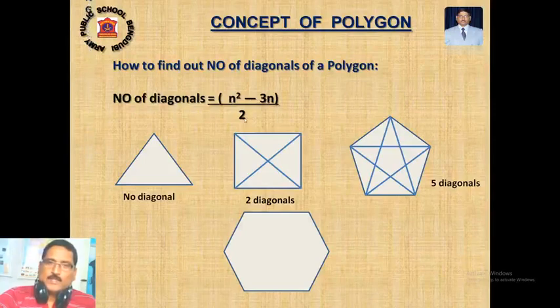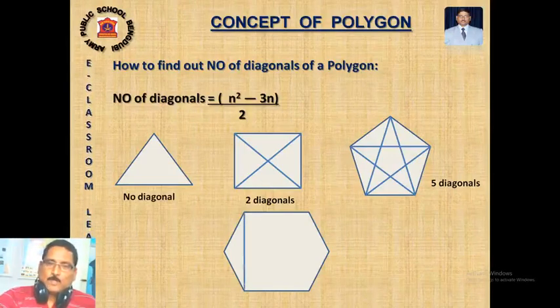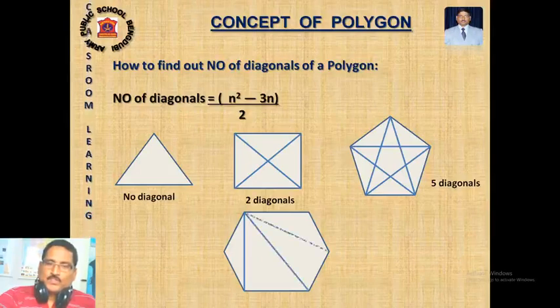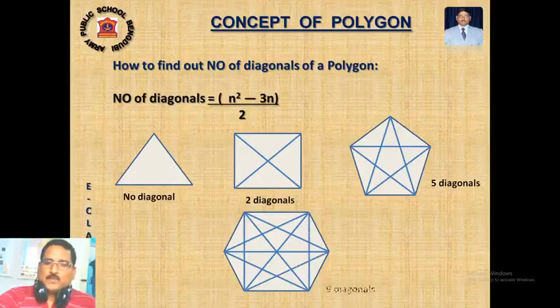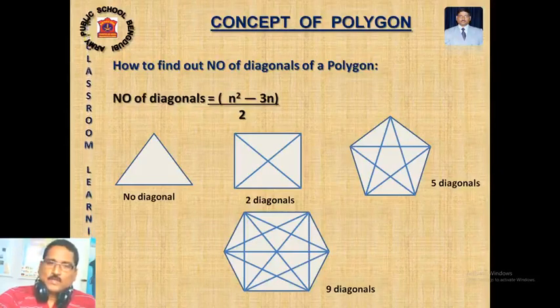18 divided by 2 is 9. So if I draw diagonals of a hexagon, I can draw only 9 diagonals. How? 1, 2, 3, 4, 5, 6, 7, 8 and 9. So 9 diagonals I can draw in the case of a hexagon, whether regular or not regular.